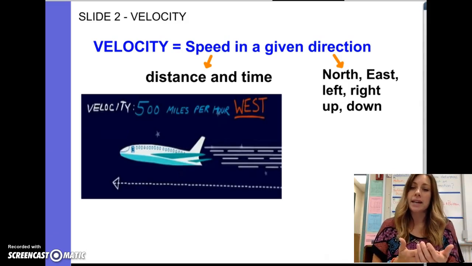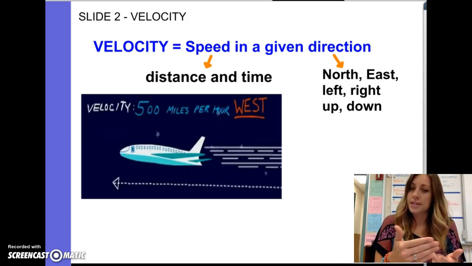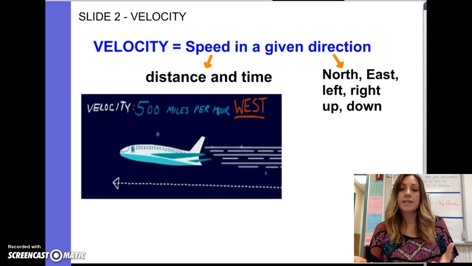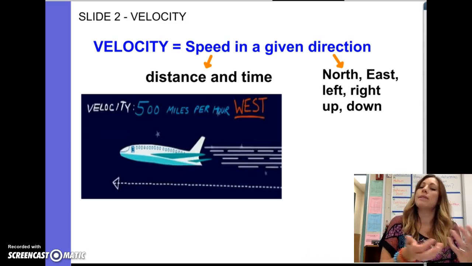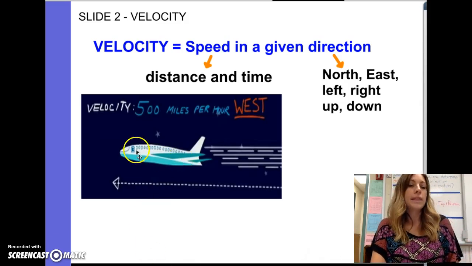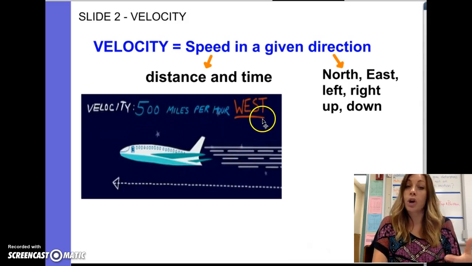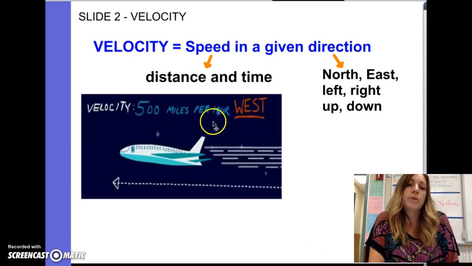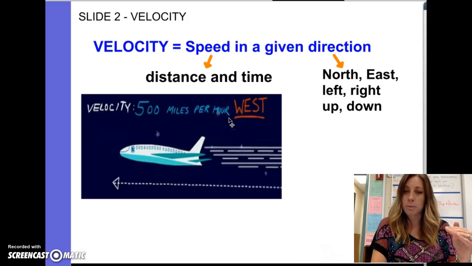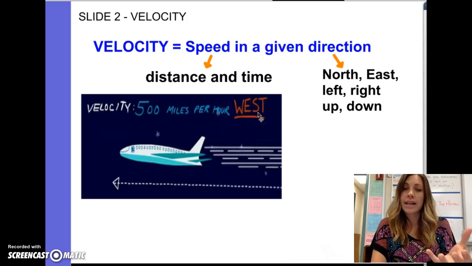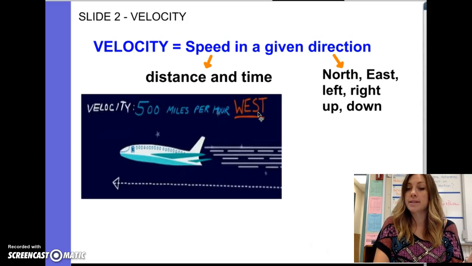So speed is a measure of distance and time. Velocity is a measure of speed, which is distance and time, but also in a given direction. And an example would be that the velocity of this airplane is 50 miles per hour going west. If all I said was 50 miles per hour, that's just the speed. But once I add a direction, then I've described the plane's velocity.